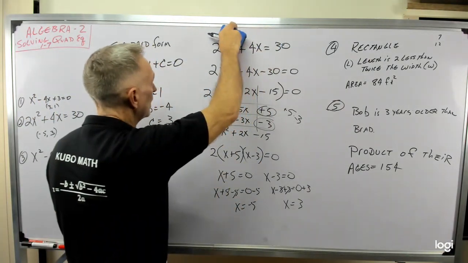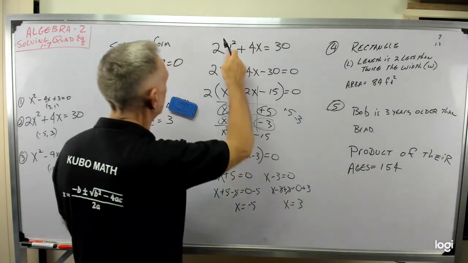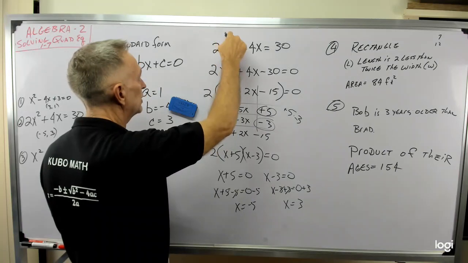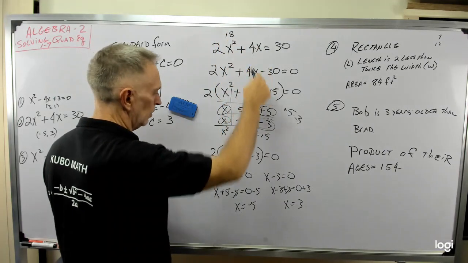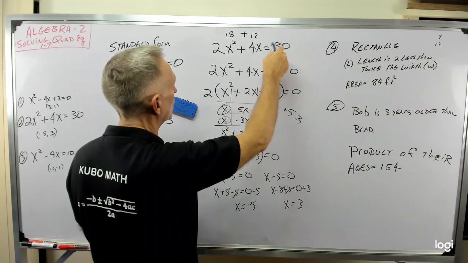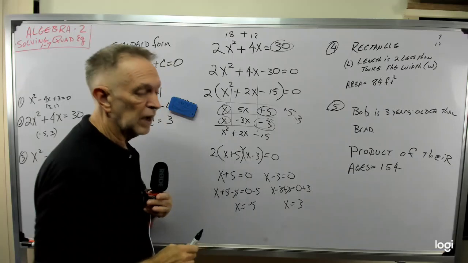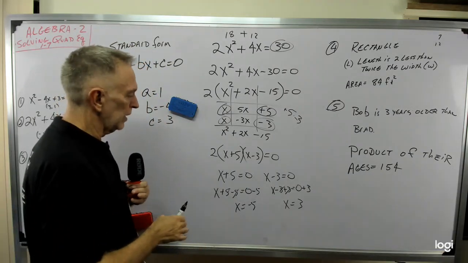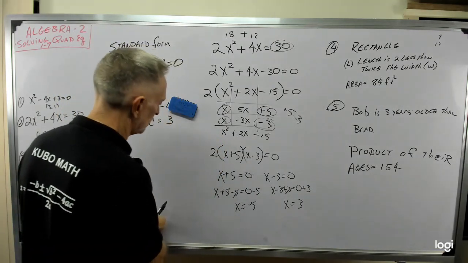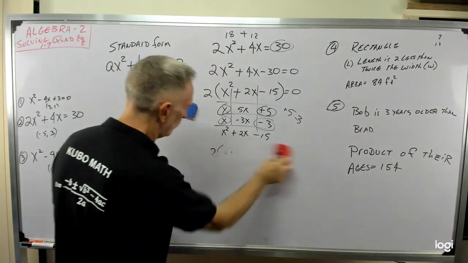Now let's try x equals 3. So 3 squared is 9. 2 times 9 is 18. 4 times 3 is 12. So 18 plus 12 is 30. So that works out. So x equals negative 5 and x equals 3 would be solutions for this. Okay, so far so good.